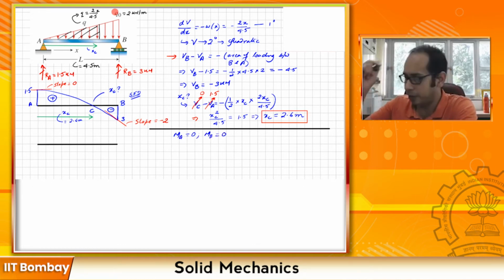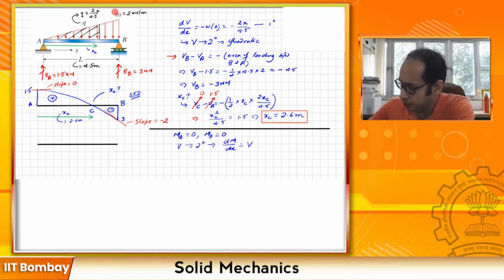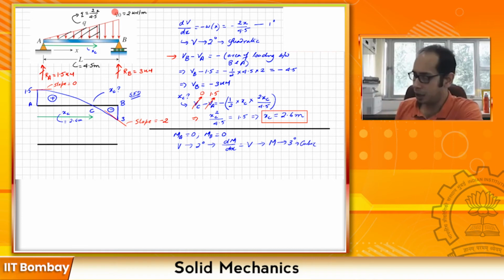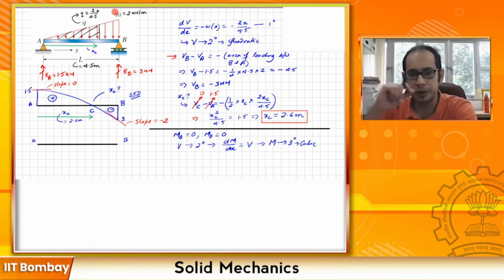And how is the variation going to be? Since my V is degree 2, and since dM/dx equals V, that tells you that your moment must be cubic, right? We have a cubic variation from A all the way to B. So this is your A and this is your B. You have a cubic variation, and at A the value of the moment is 0, at B the value of the moment is also 0, right?